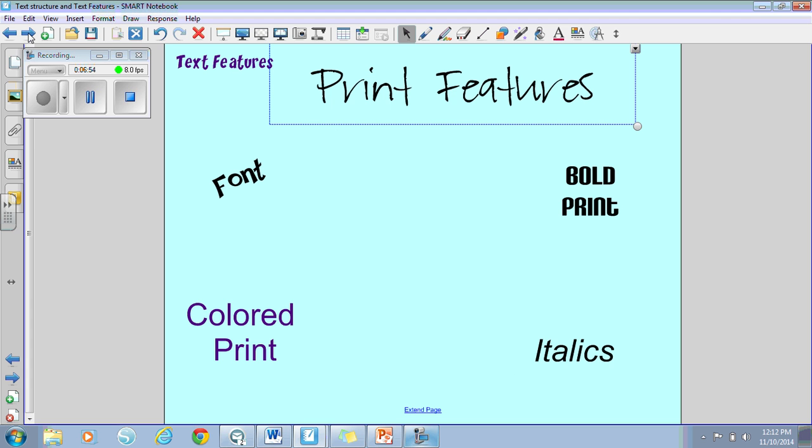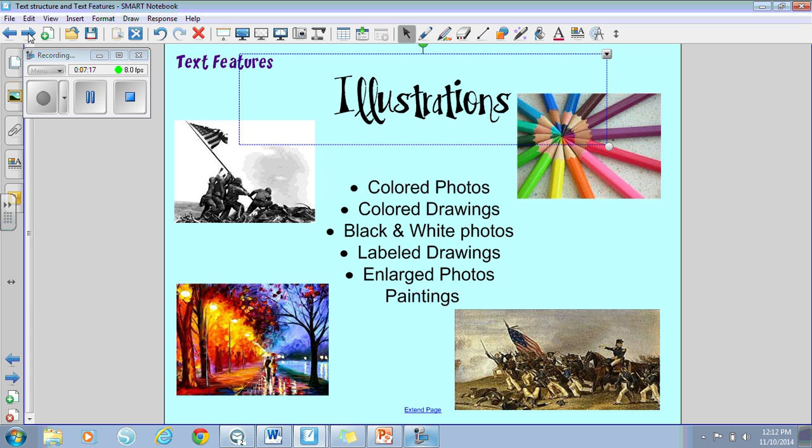The first text feature is print features. A print feature signals the reader to important words or phrases. An author may change the font, color the print, bold the print, or even italicize. When an author bolds, changes fonts, uses color, or italicizes, they are signaling important things to know. Next, authors will use illustrations. Illustrations allow us to visualize the information and help bring to life the facts. They may use color photos, color drawings, black and white photos, labeled drawings, enlarged photos, or even paintings.